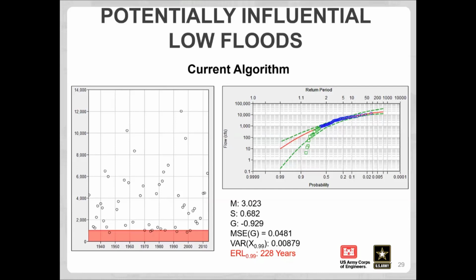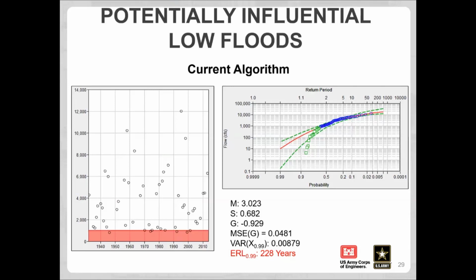So with potentially influential low floods, the current software does some things automatically for you behind the scenes in terms of how it processes the data when it identifies low outliers with the multiple Grubbs-Beck test. So this is just a visual of what it's doing behind the scenes. I think this is example 2 out of Bulletin 17C, which is Oristimba Creek, I think.